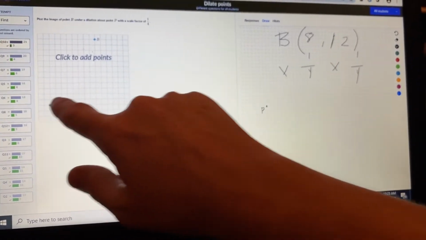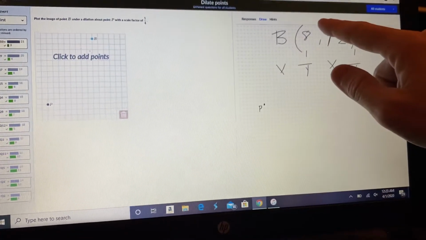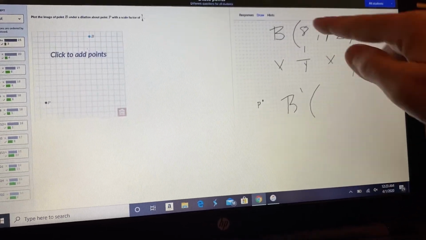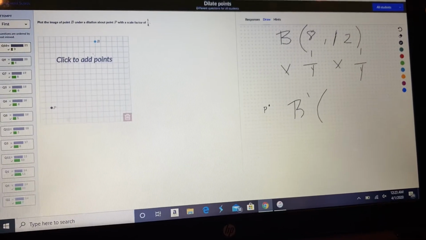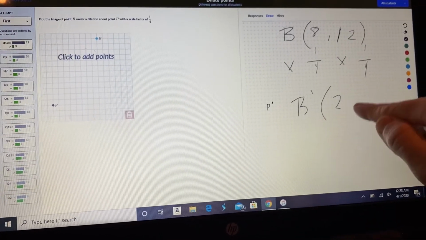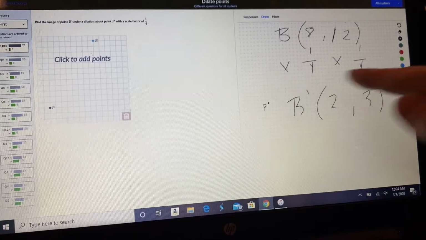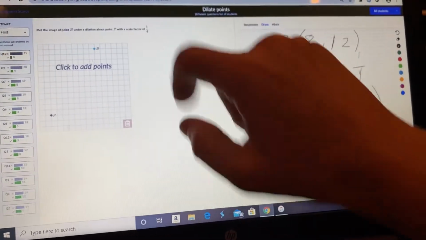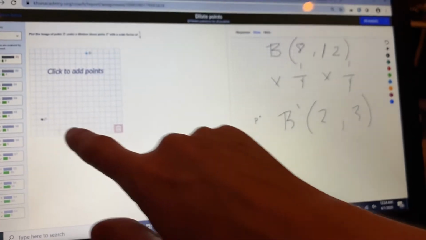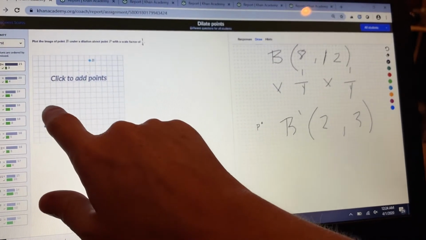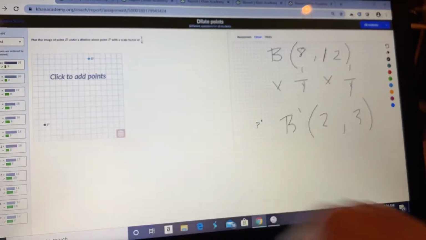So it went over 8, up 12. If I take 8 and multiply by 1/4, my new point for B prime, and that's what that little parenthesis is, the prime. 8 times 1/4 is 2. 12 times 1/4 is 3. So notice we made a smaller point because the scale factor was less than 1. And you would come over and plot the point (2, 3), and that point would be your answer.